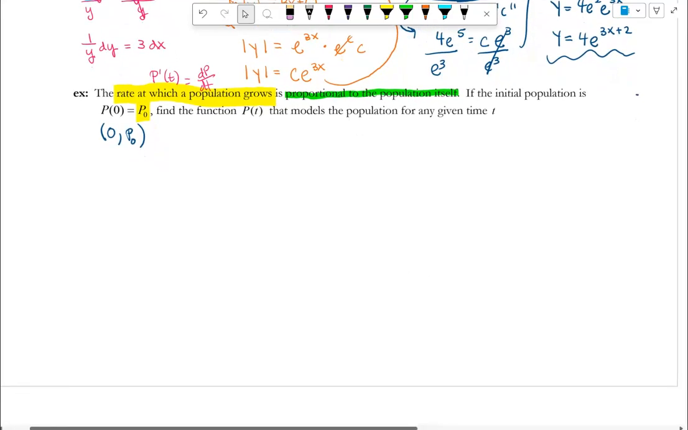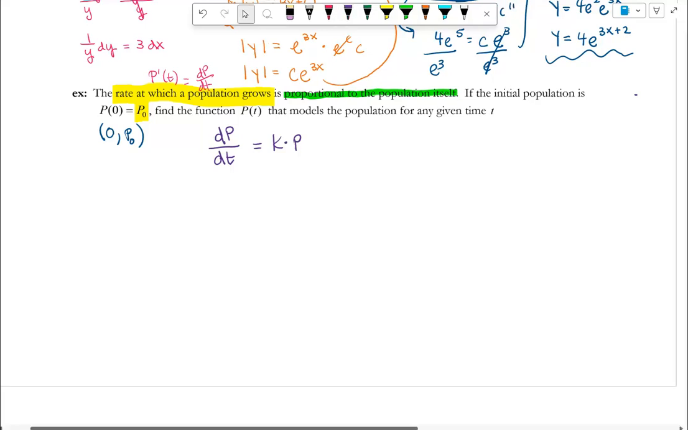So the rate at which the population grows, dP/dt, is proportional to the population itself. That's the equation we need. So P, population, times some constant k, is equal to dP/dt. All right, so from there, I bet we can get the hang of this. Same four steps. We want to separate our variables. Well, dP equals k times P times dt.